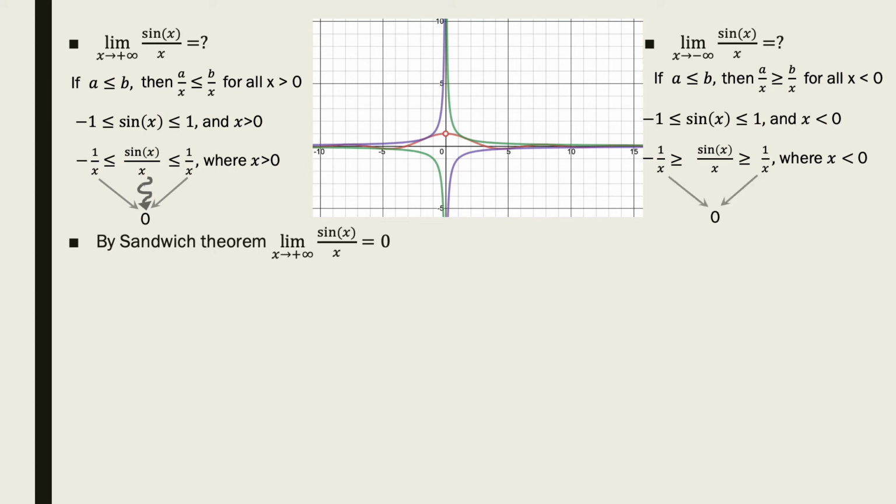We notice a very similar observation for negative values of x. As x goes to -infinity, 1 over x goes to 0 and -1 over x goes to 0. Therefore, sine of x over x also goes to 0, and we know that the limit of sine of x over x as x goes to -infinity is equal to 0 by the sandwich theorem.